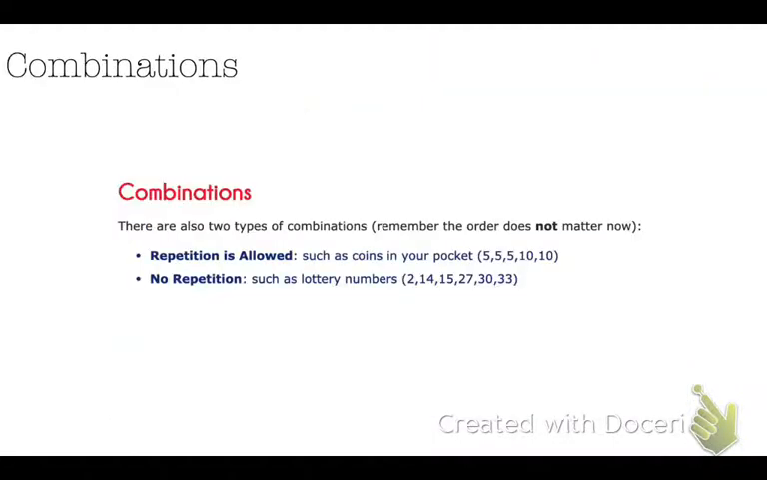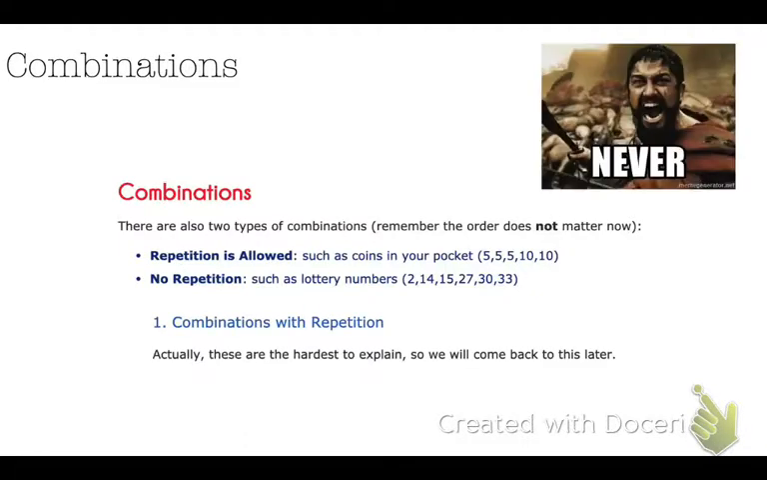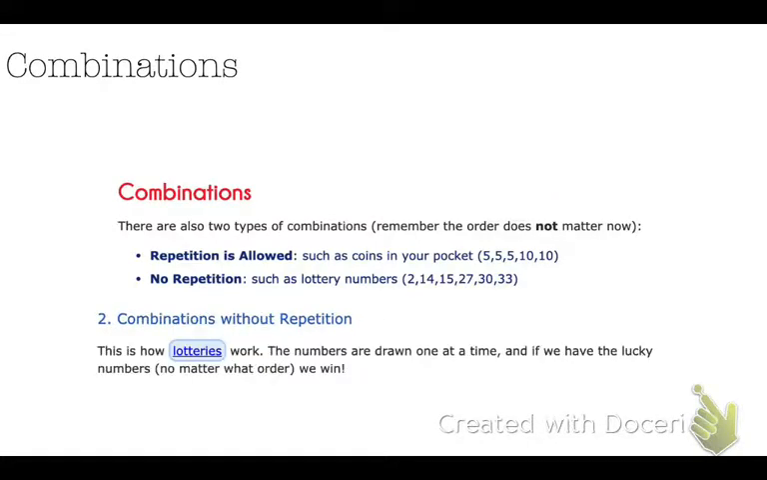Now let's talk about combinations. There's ones where repetition is allowed, and there's ones where there's no repetition allowed. We are not going to do the ones with repetition in this class, okay? So let's look at the ones without repetition. This is how lotteries work. Numbers are drawn one at a time, and if you have the lucky number, no matter what, you win.